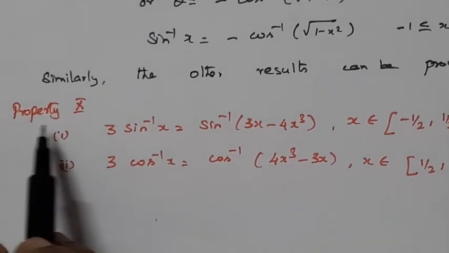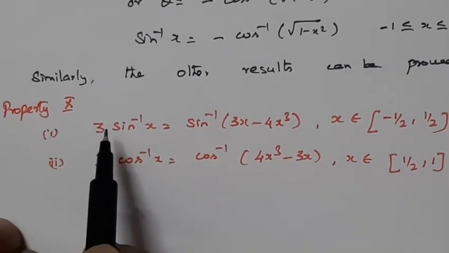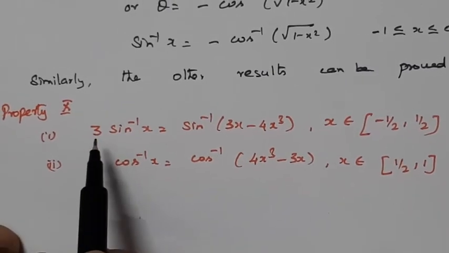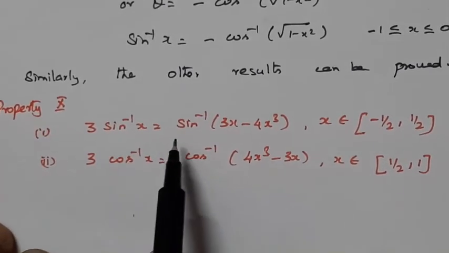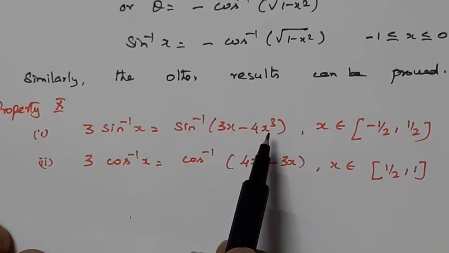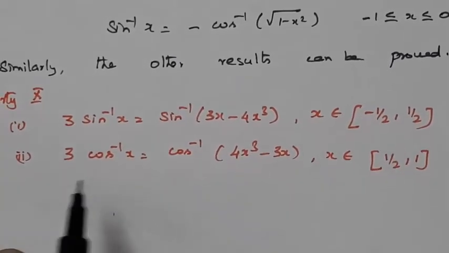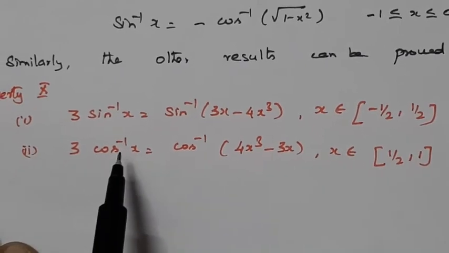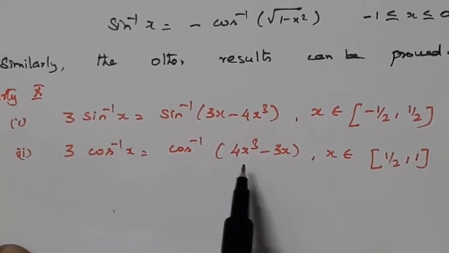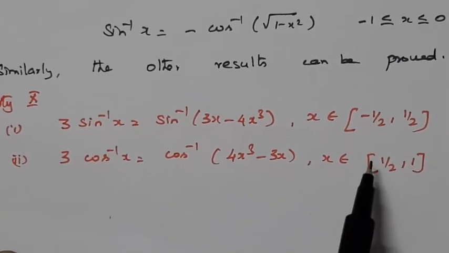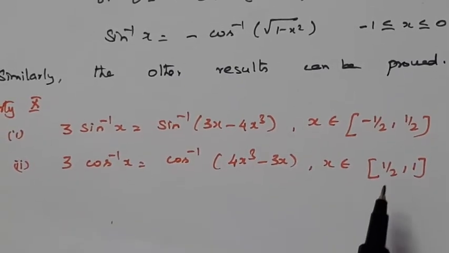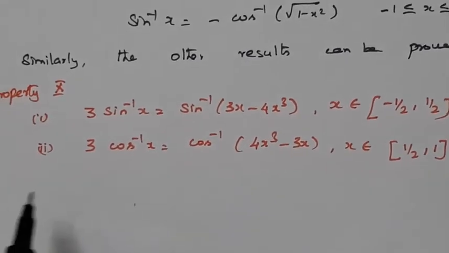Then 10th property, this is the last one. In this we have two identities. The first one is 3 sin inverse of x is equal to sin inverse of 3x minus 4x cube, where x belongs to the closed interval minus 1 by 2 to 1 by 2. And the second identity is 3 cos inverse of x is equal to cos inverse of 4x cube minus 3x, where x belongs to the closed interval 1 by 2 comma 1. Okay. Let us prove the first one.